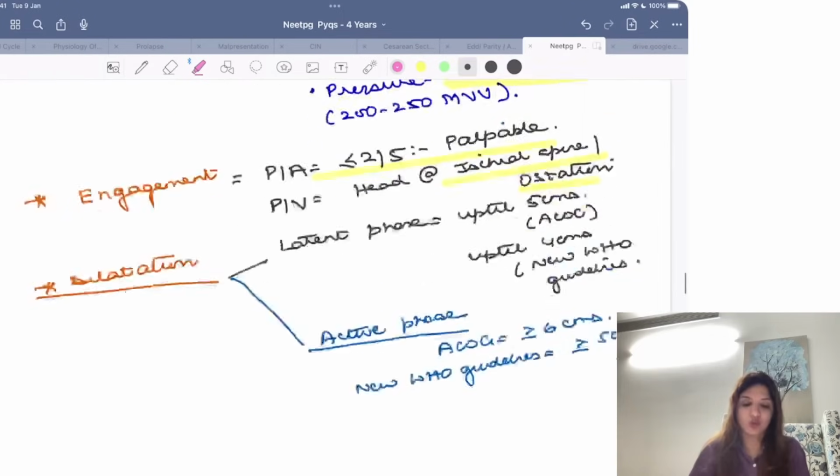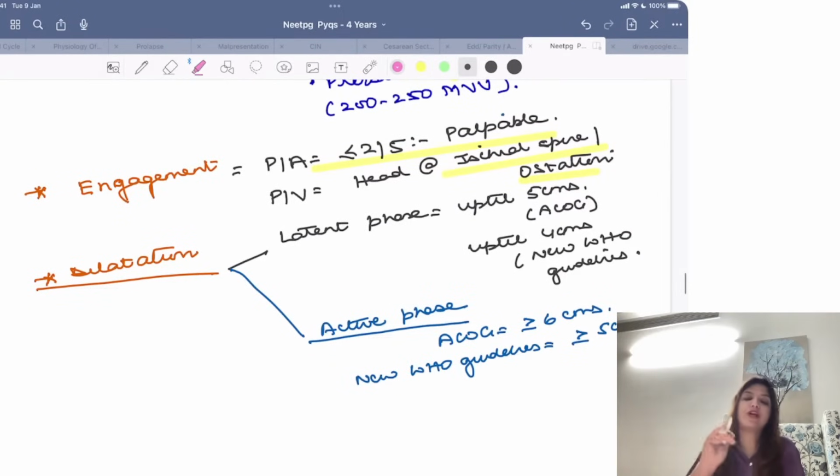Please remember these 2 things about latent phase and active phase. ACOG guidelines and the new WHO guidelines. According to ACOG guidelines, latent phase is up till 5 centimeters and from 6 centimeters begins active phase. And this is the one which we are using clinically also, that 6 centimeters se active phase begins, right? Now, new WHO guidelines say that latent phase is up till 4 centimeters and active phase begins at 5 centimeters.